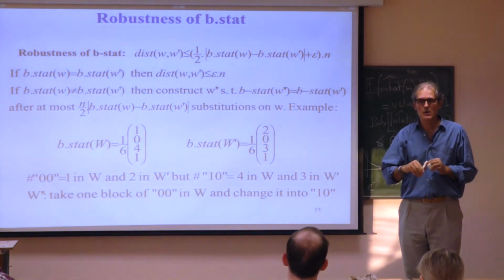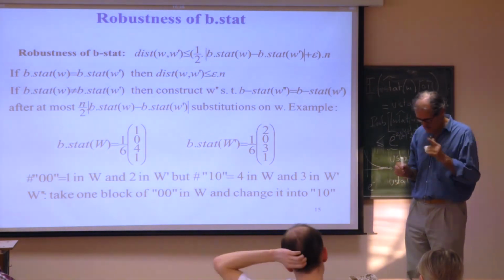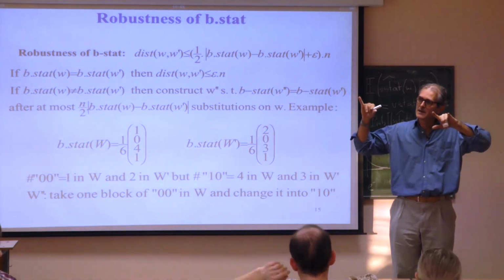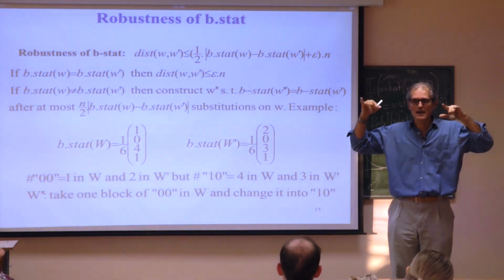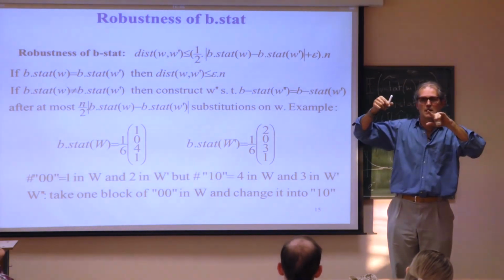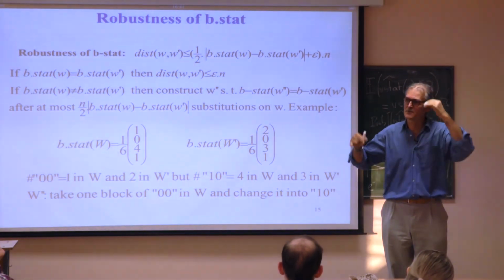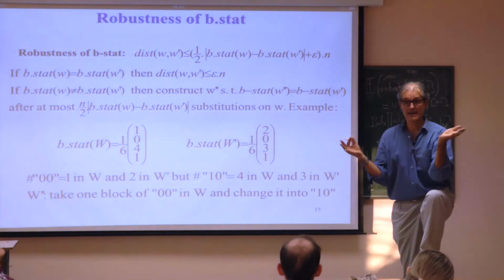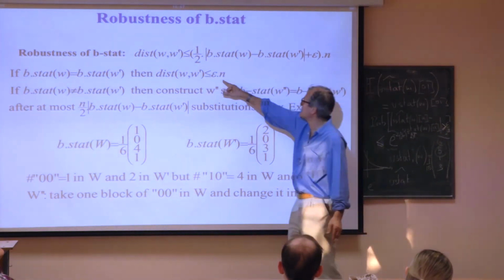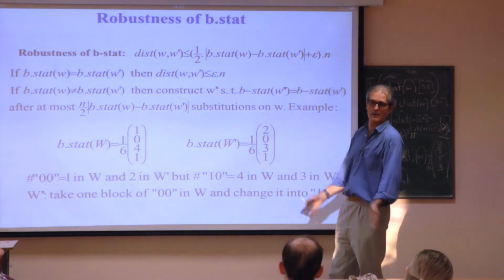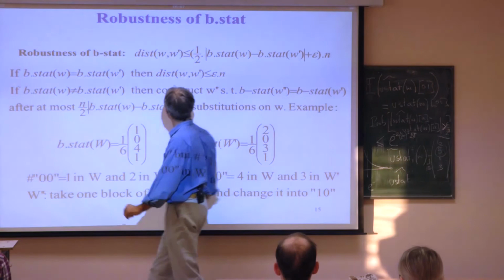So how many blocks do I have? n over k, right? And I need to move them. I put the first one in position, then the second one in position, and so on. So I'll need at most n over k moves. But n over k moves is epsilon n, because k is 1 over epsilon. All right. So now let's suppose the two B-stats are different.